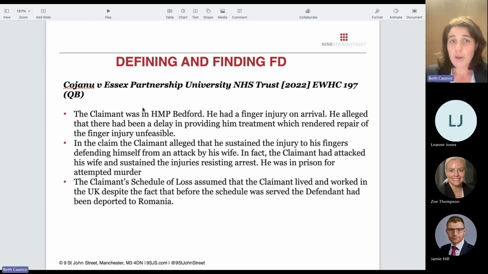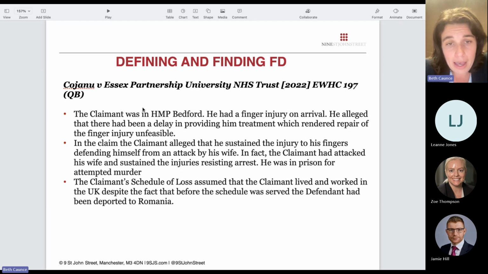First, though, I want to talk about the case of Kajanu in relation to this theme. This was a claimant who was remanded at HMP Bedford. When he arrived at HMP Bedford, he had a finger injury, and it was his case that there was a delay in providing him with medical treatment, and that delay meant that repair of his finger injury was ultimately unfeasible.